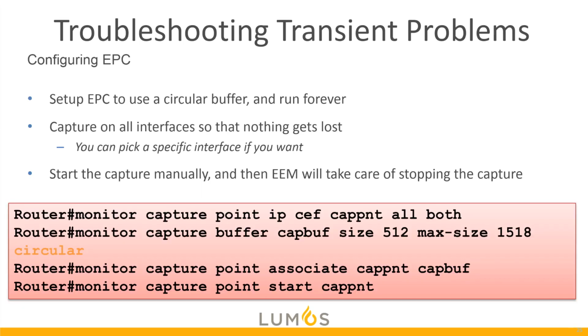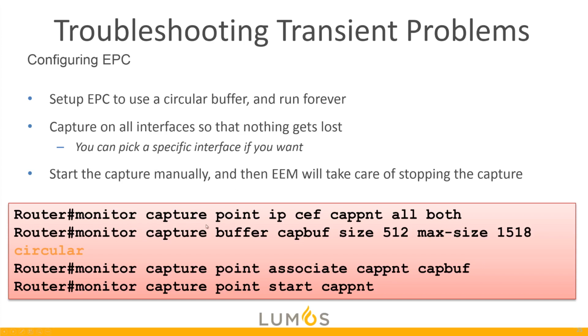So for instance, we're going to set up embedded packet capture, or EPC, to use a circular buffer and essentially run forever. We're going to capture on all interfaces so that nothing gets lost. And then we could pick a specific interface if we wanted. And then we'll start the capture manually, but EEM will take care of stopping it.